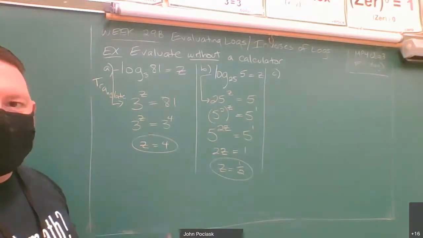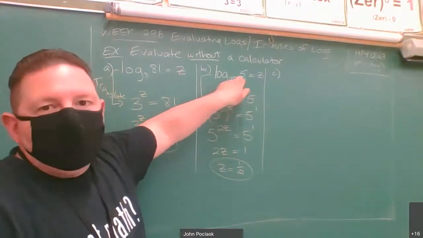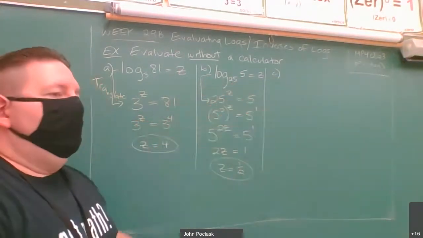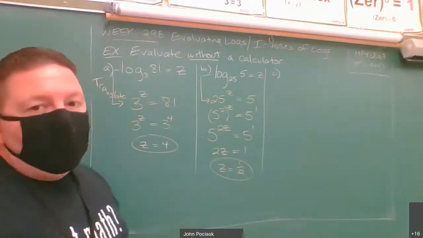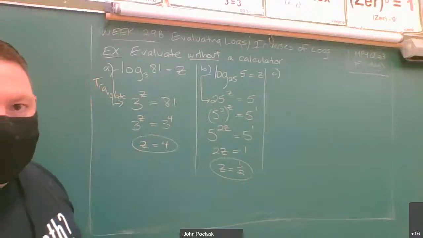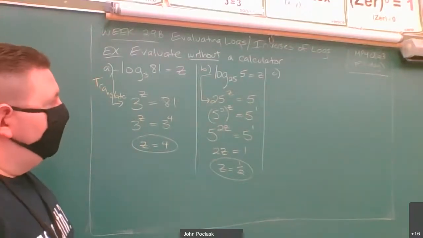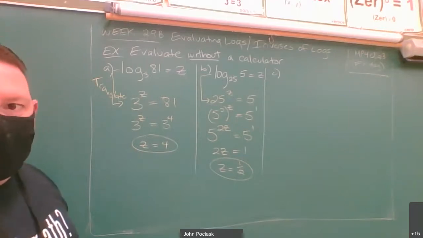And this should make sense to you because it's asking, 25 to what power is equal to 5? Well, you know, the square root of 25 is 5. And square root means 1/2 power. We did that in the last chapter. It's 25 to the 1/2 is equal to 5.